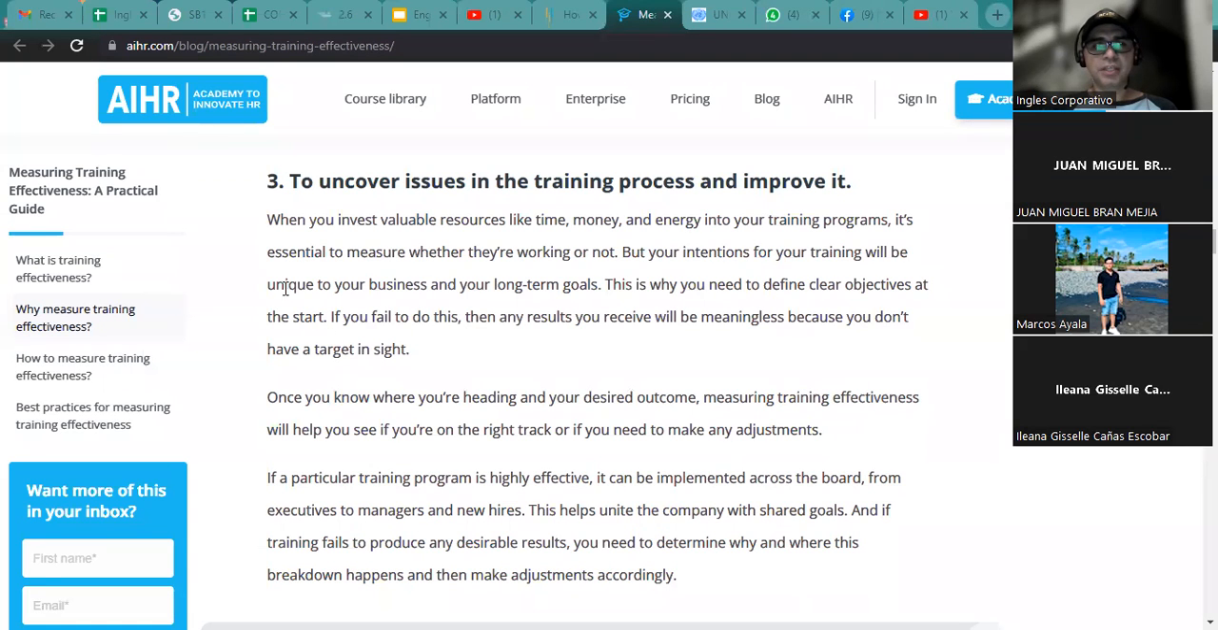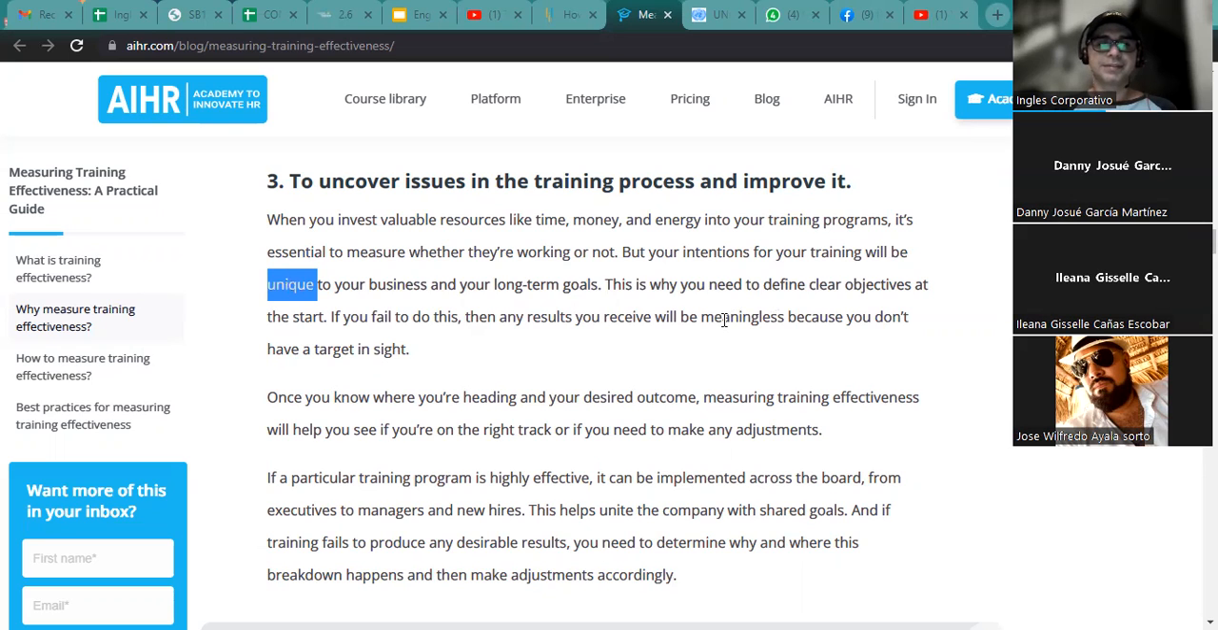Let's see. Something unique, what is that? Something different? Yeah. Something that is one in between something, you know? One thing that is different to another. Very good. Different from any other. Very nice. It's not repeatable. Something that is not repeatable. Very good. Repetitive. Okay.